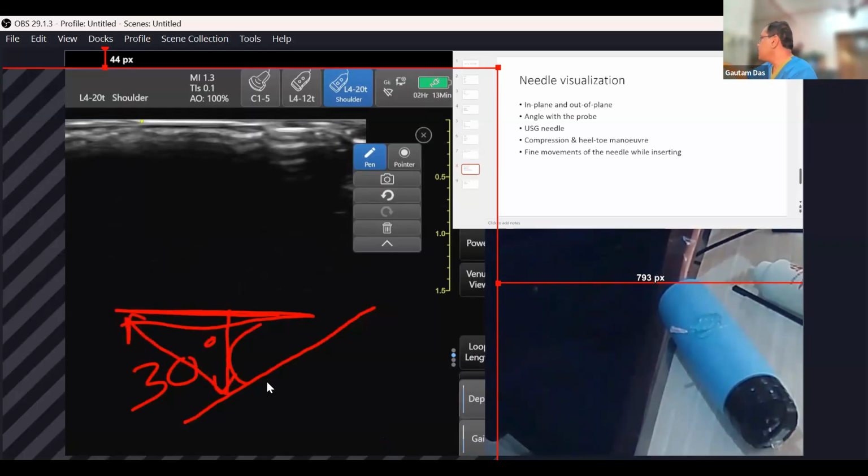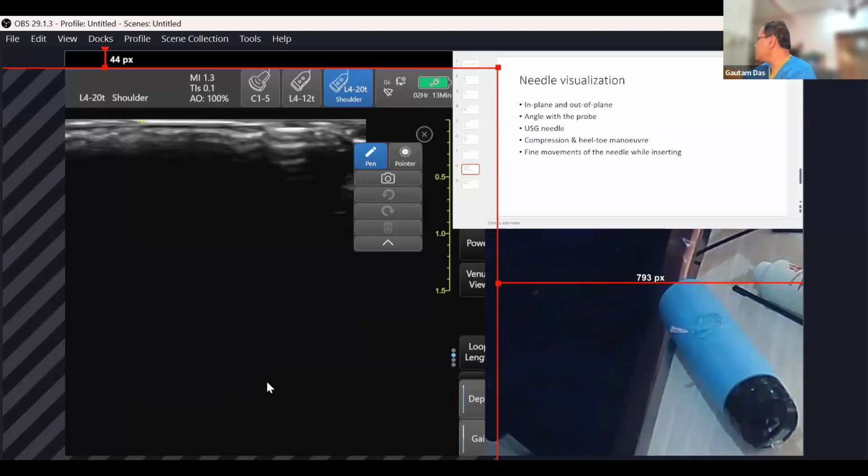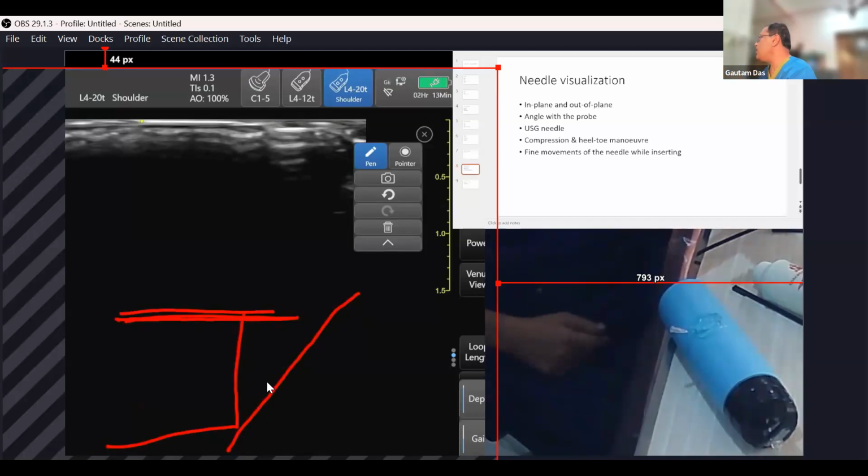But suppose this is your ultrasound probe and your angle is like this. Then the ultrasound beam will come like this and reflect back like this. So nothing is coming back, and your needle will not be visible. I'll be showing you that as you increase the angle, how your needle gradually vanishes.